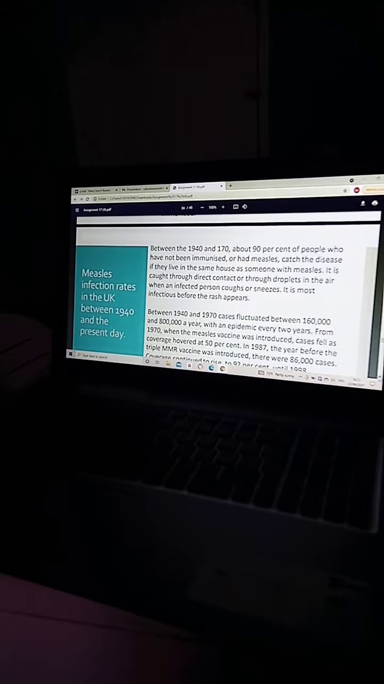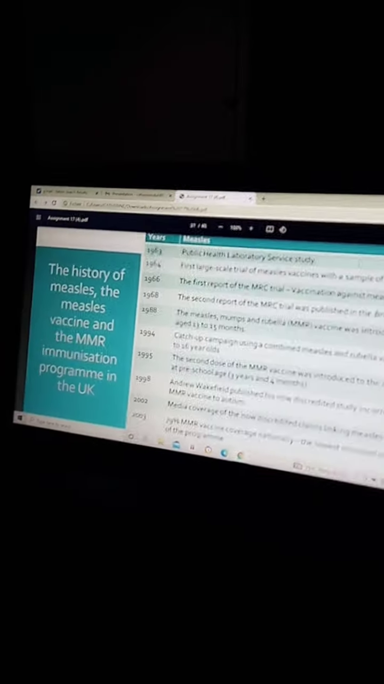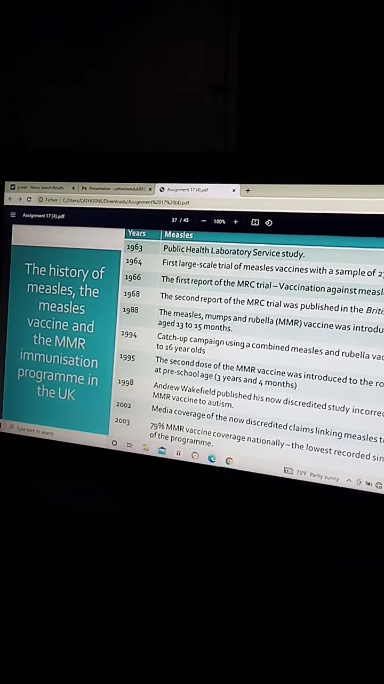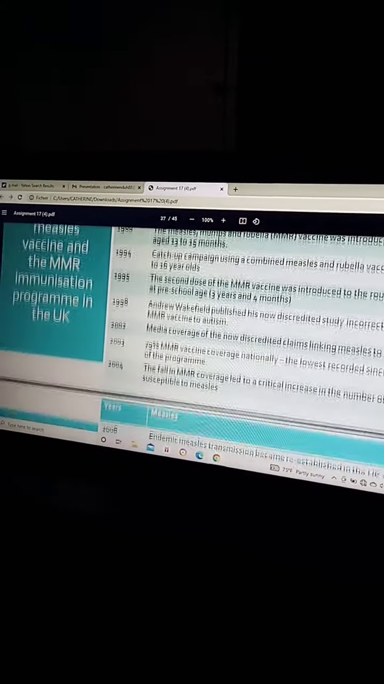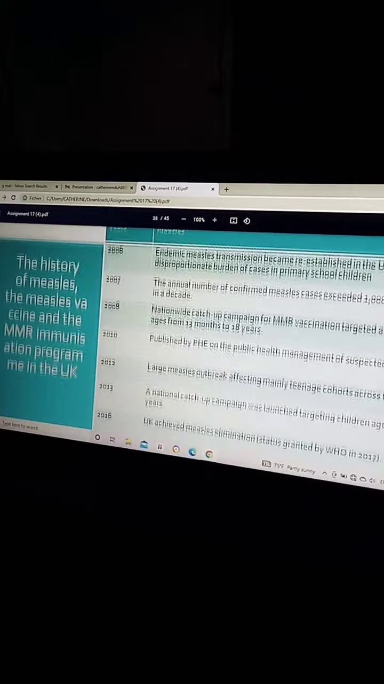Measles infection rate in the UK between 1940 and the present day. This is a table of the history of measles, the vaccine, and the MMR immunization program in the UK from 1963 up till 2018.